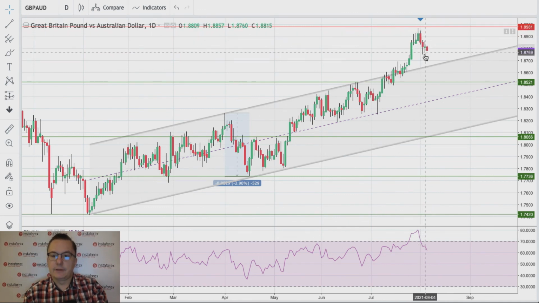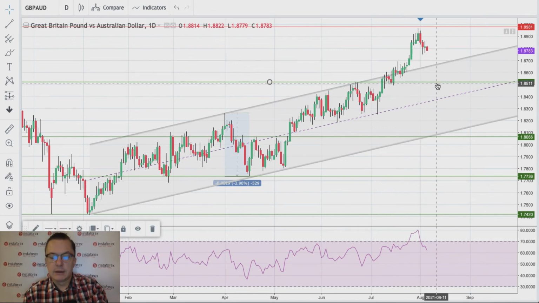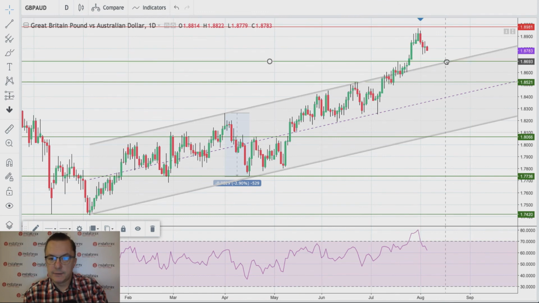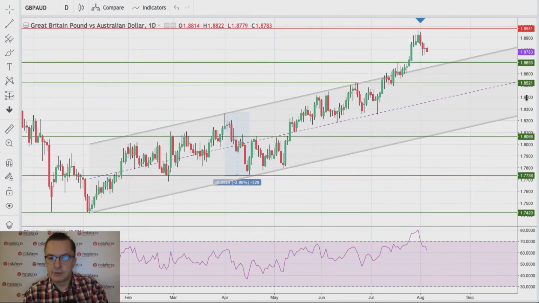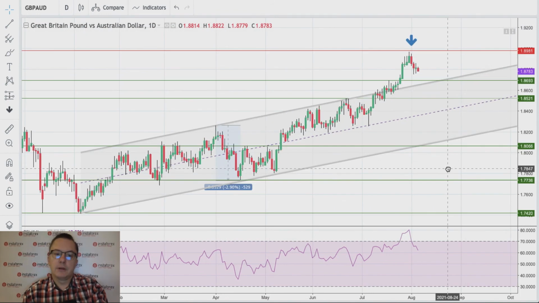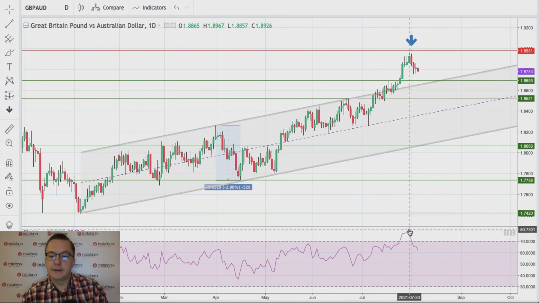We have a few days of a downtrend. However, we shouldn't go lower than 1.8521. Other technical support is located at the level of 1.8693. The same situation on the British pound to Australian dollar as for the other ones. Please notice extremely overbought market condition during this rally towards 1.8981. The high was made actually at 1.8967, so not that far away from the 1.9 level.